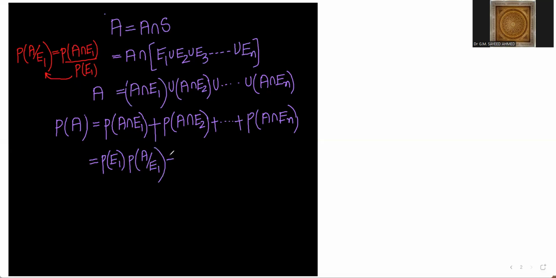plus probability of E2 into probability of A given E2, plus and so on, plus probability of En into probability of A given En. Am I correct here? Give me the answer.